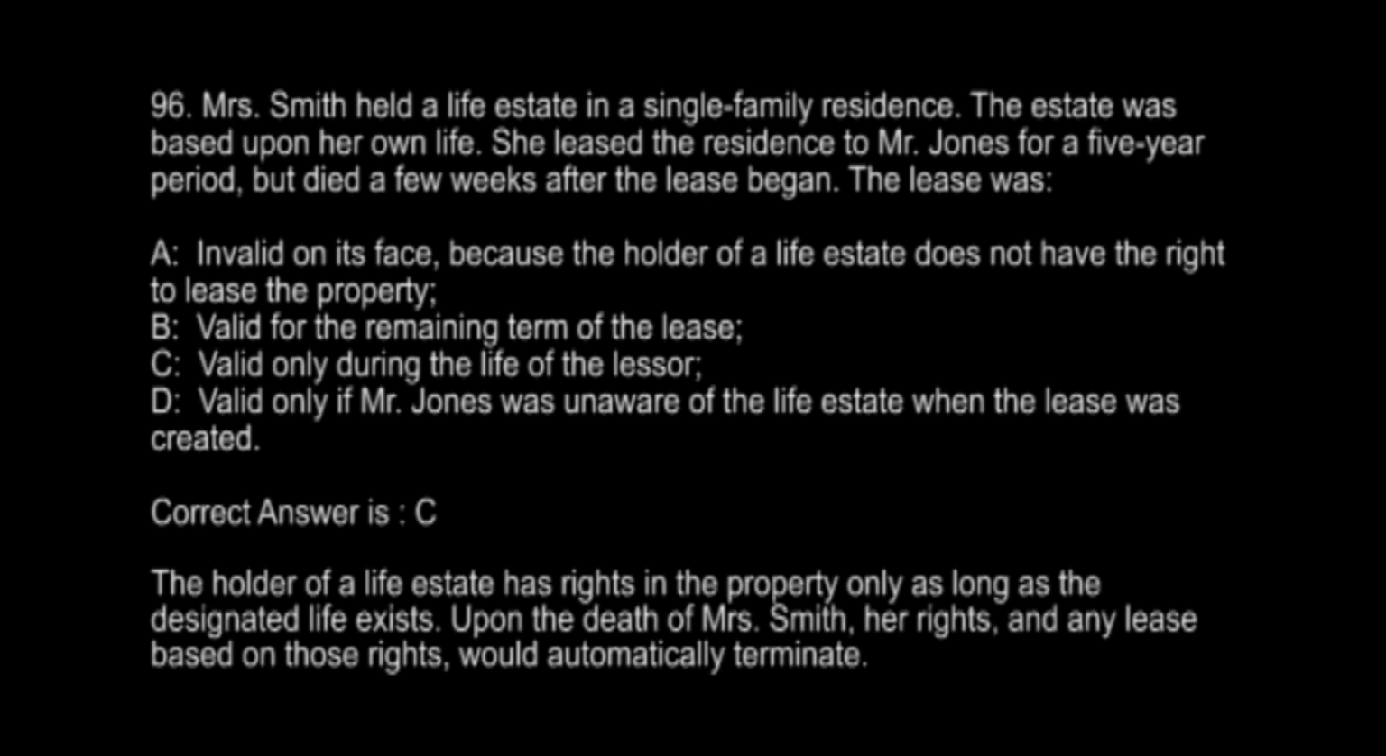Correct answer is C. The holder of a life estate has rights in the property only as long as the designated life exists. Upon the death of Mrs. Smith, her rights, and any lease based on those rights, would automatically terminate.